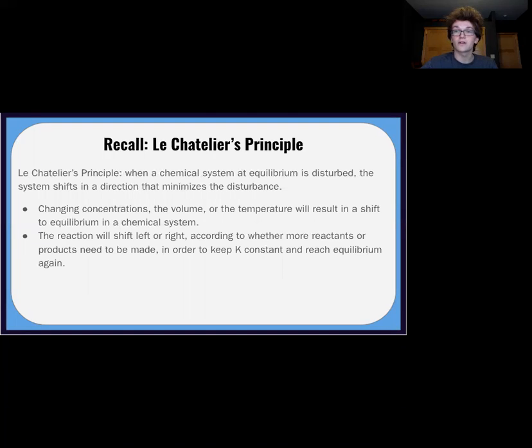We must also recall the concept of Le Chatelier. Le Chatelier's principle states that when a chemical system at equilibrium is disturbed, the system shifts in a direction that minimizes the disturbance. Changing the concentration, volume, or temperature of a chemical system will result in a shift to equilibrium. The reaction will shift left or right according to whether more reactants or products need to be made in order to keep K constant and reach equilibrium again. This concept was learned in 7.9.